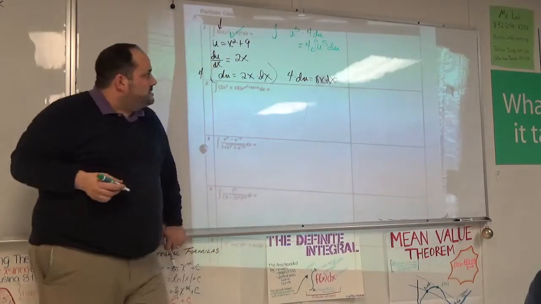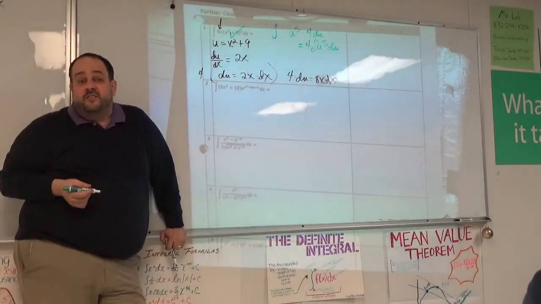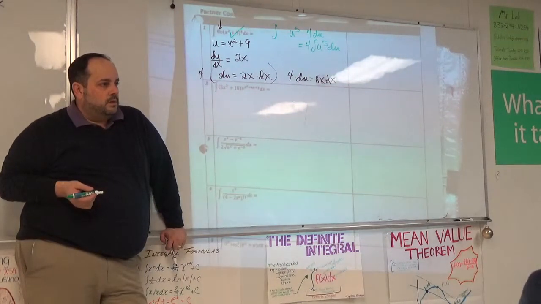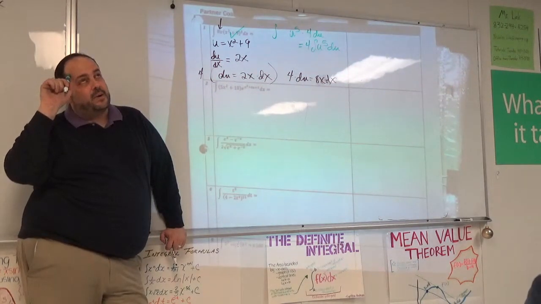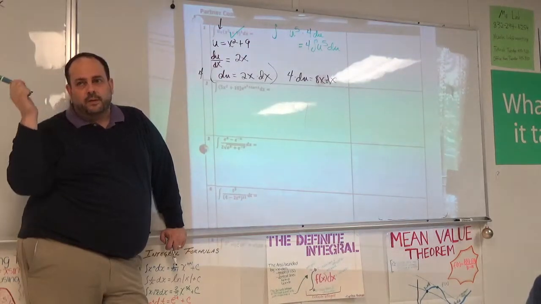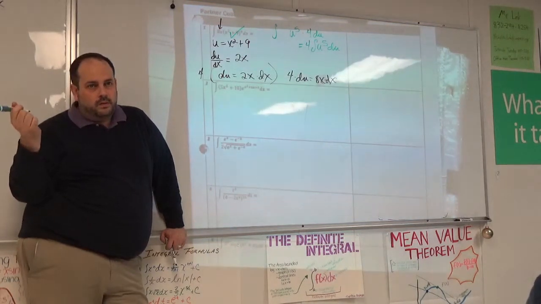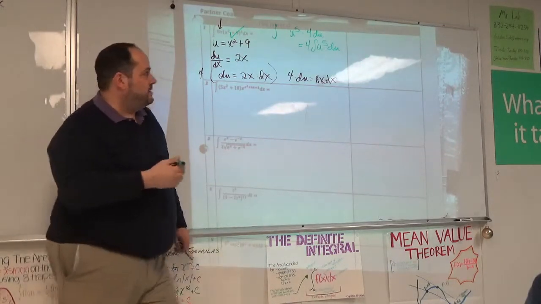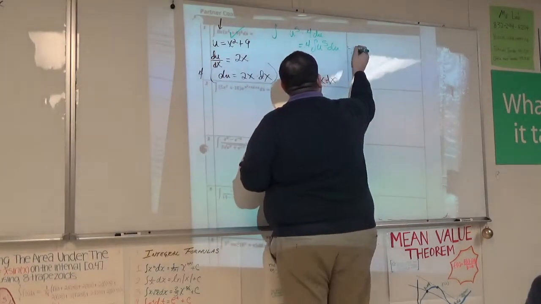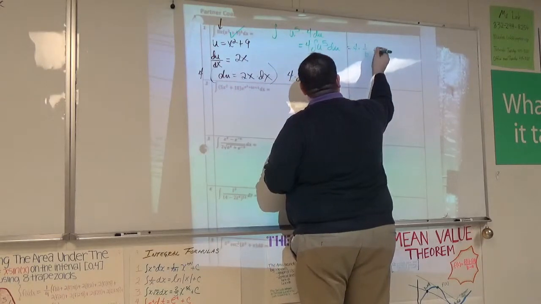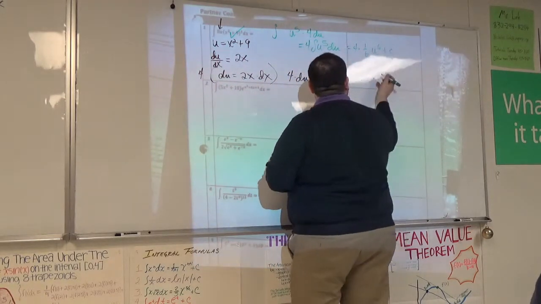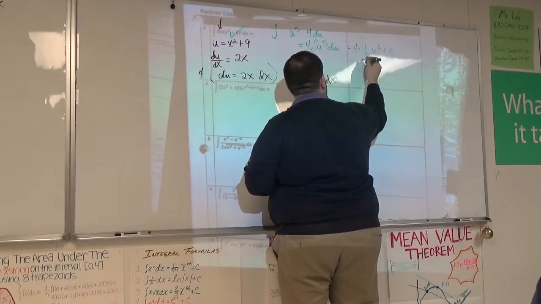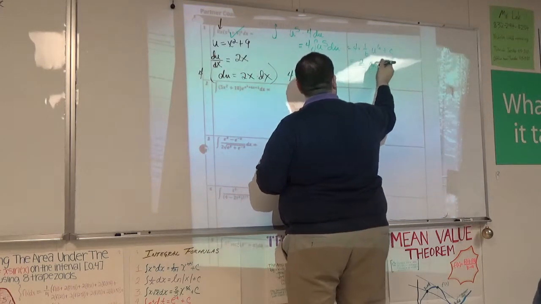And now the question is just, what's the antiderivative of u to the 5th power? How do I integrate something raised to the 5th power? 1 over n plus 1. Right, you add 1 to the power and you divide by the new power. So 4 times 1/6 u to the 6th plus c. If you want, you can simplify it. 4 times 1/6 is 4/6. That's really 2/3.